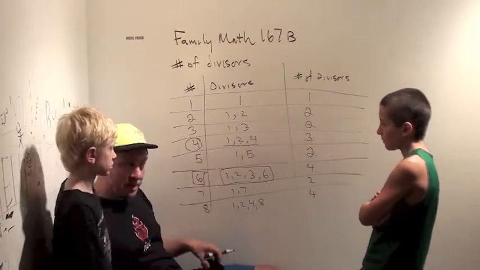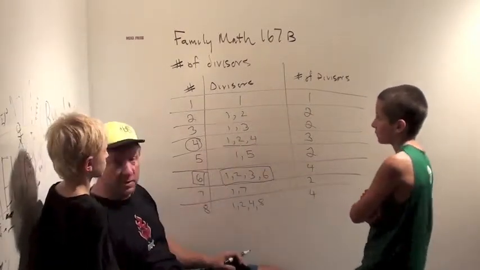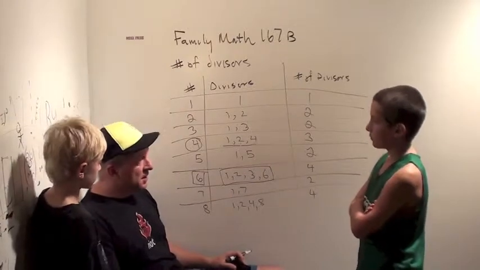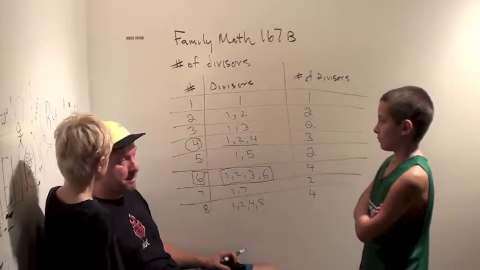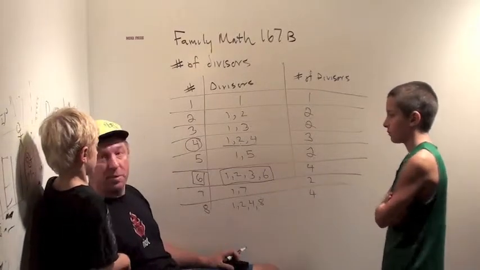Okay, let's look at a more complicated example. We'll look at a number that has a few more divisors, that would be farther down on the list. Like, let's say I'm going to pick 24. Okay.